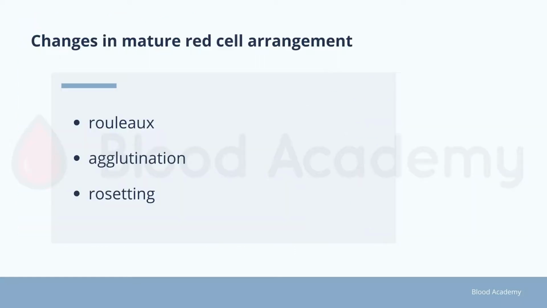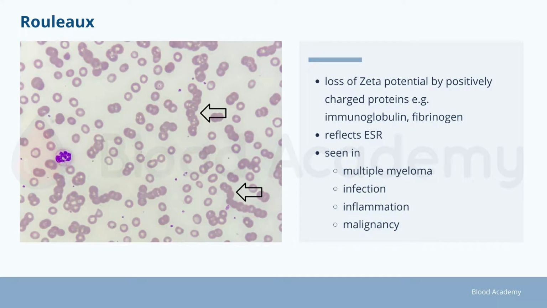Changes in how mature red cells are arranged can also be seen, of which the two most common features are rouleau and agglutination. Red cell rosetting will also be described, but is rarely seen. The name rouleau is derived from the French for roll. Red cells usually have a negative charge known as a zeta potential on their surface, allowing them to repel each other. Positively charged plasma proteins such as fibrinogen and immunoglobulins can cancel this negative charge.